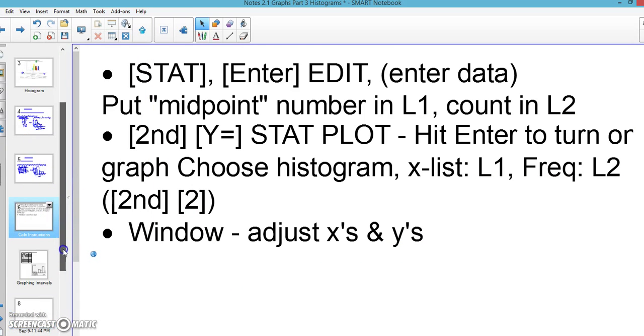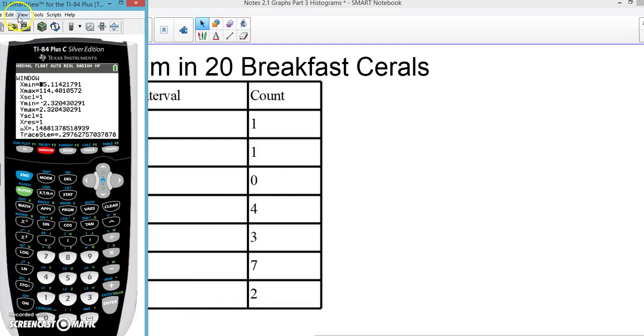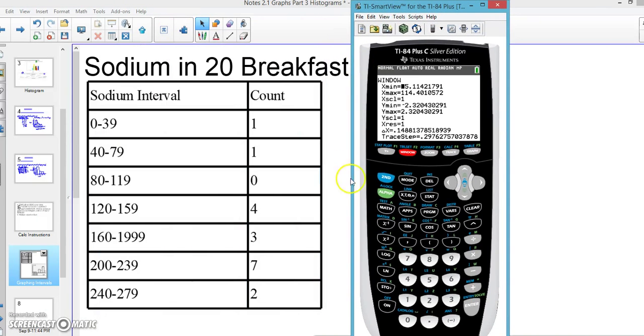For the rest of you that are pretty comfortable with the calculator, let's look at this first example. We're looking at the sodium in 20 breakfast cereals. I'm going to go into my stat, enter. I'm going to put in the midpoint into my L1, so halfway between 0 and 40 would be 20, 60, and so on, and I'm going to put my counts in L2. So I'm going to pause the video and catch up with you when I am done typing.